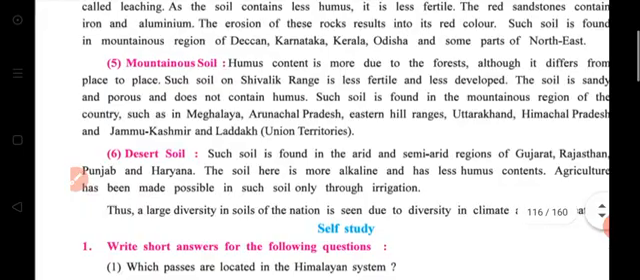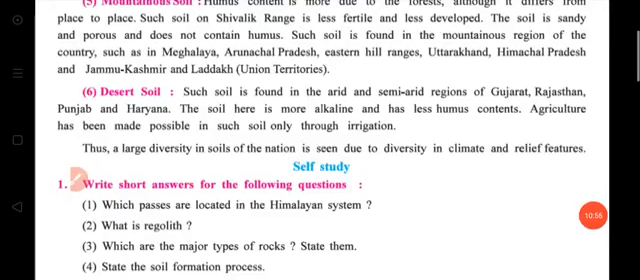Then next, desert soil. Such soil is found in arid and semi-arid regions of Gujarat, Rajasthan, Punjab and Haryana. Mostly it is found in Gujarat, Rajasthan, Punjab and Haryana. The soil here is more alkaline and has less humus content. So agriculture has been made possible in such soil only through irrigation. Without irrigation, we cannot use this soil for agriculture purposes.